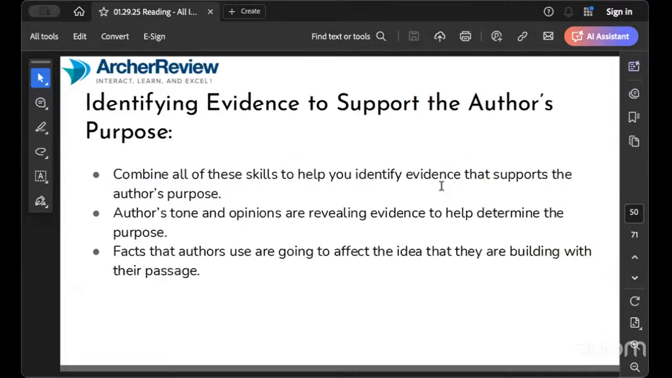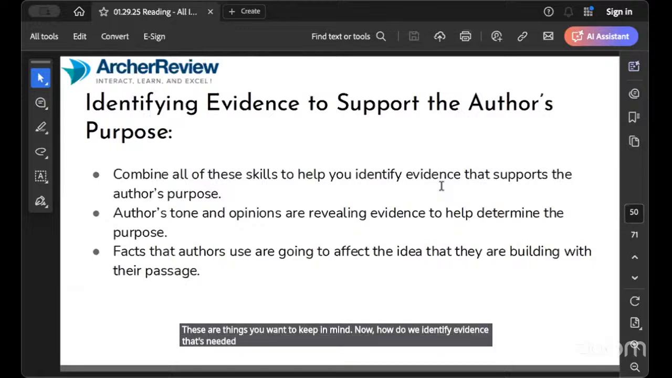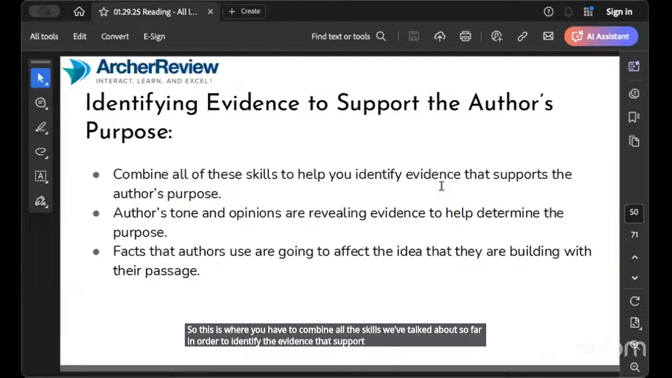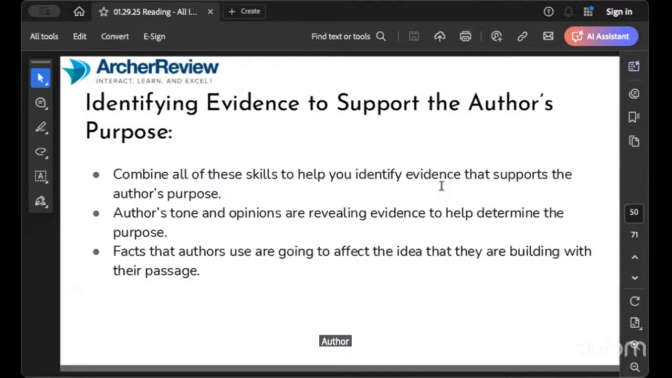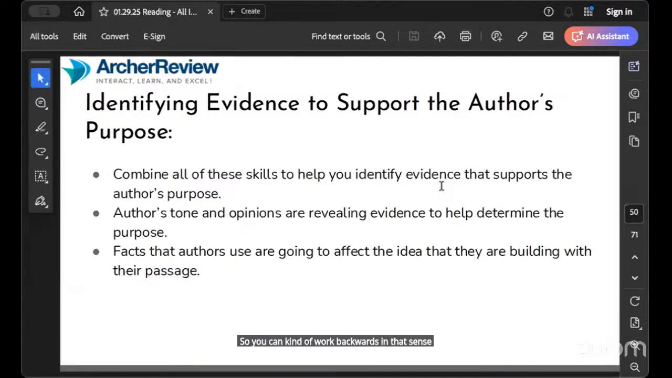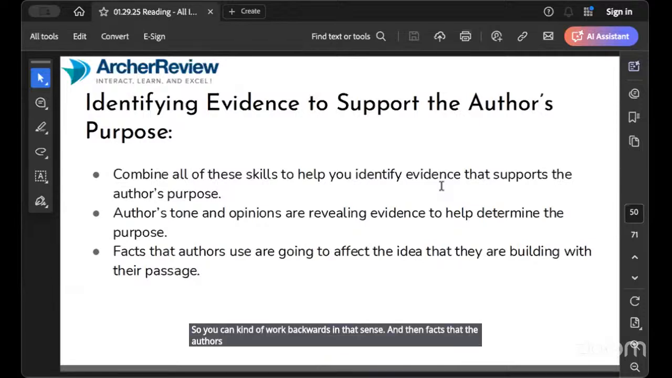Now, how do we identify evidence that's needed or should be used to support the author's purpose? This is where you have to combine all the skills we've talked about so far in order to identify the evidence that supports the author's purpose. Author's tone and opinions, those are revealing evidence that can help determine the purpose. So the tone and the opinions can help you to figure out what the purpose is. So you can kind of work backwards in that sense. And then facts that the authors use, those are going to affect the idea that the author's using to build with their passage.